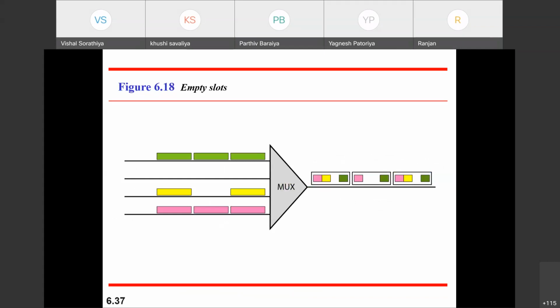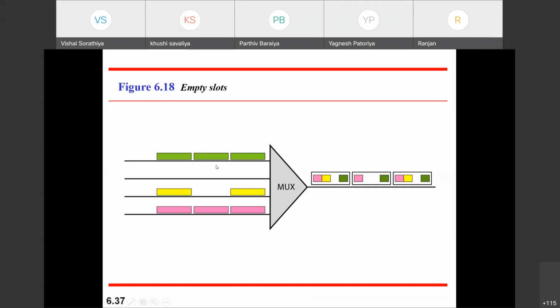If there are some slots where a station is not speaking, let's say there are empty slots, then when you are creating such a frame, whatever empty slots are there are kept empty in the frame also. So to achieve synchronization and not disturb it, you must keep the empty slot.